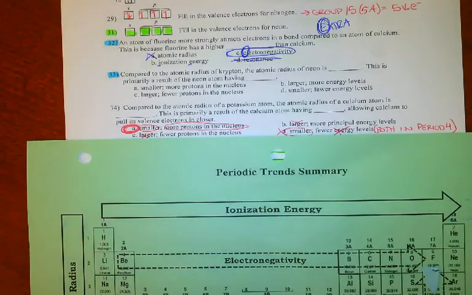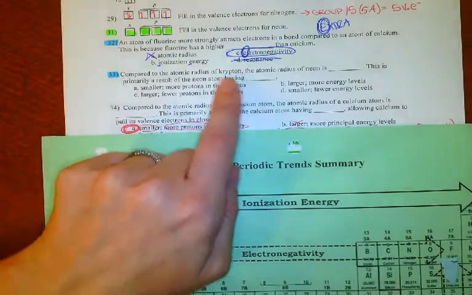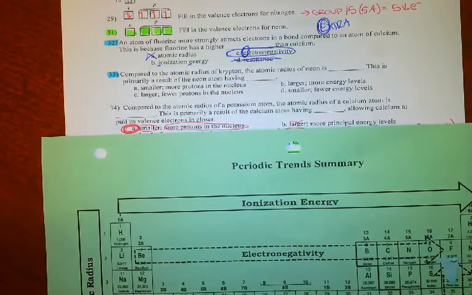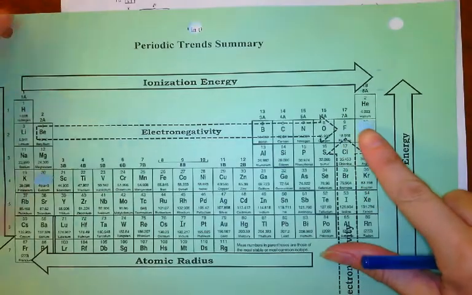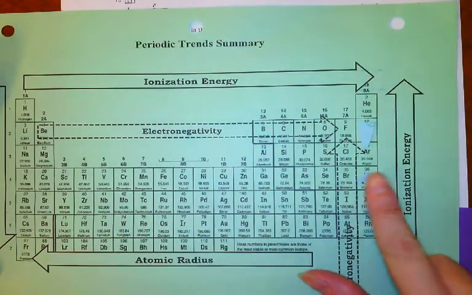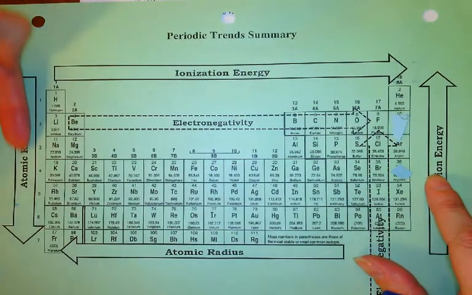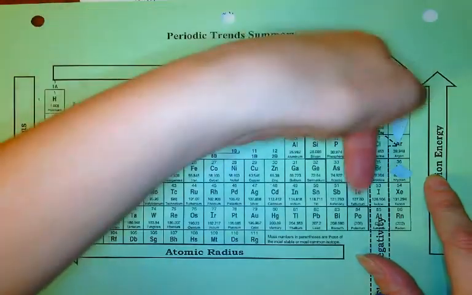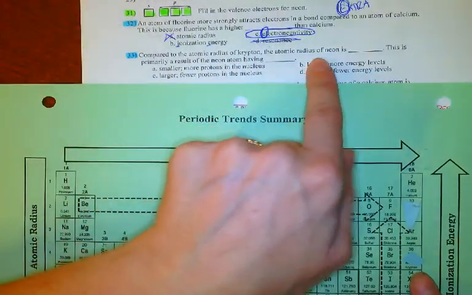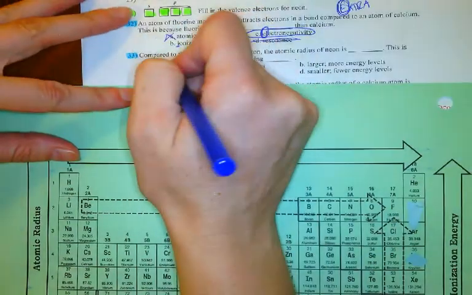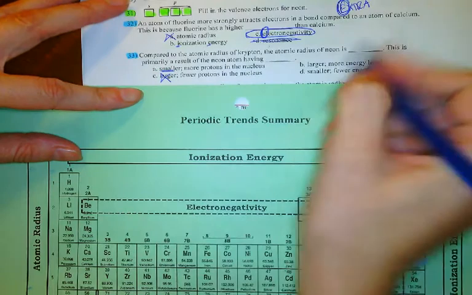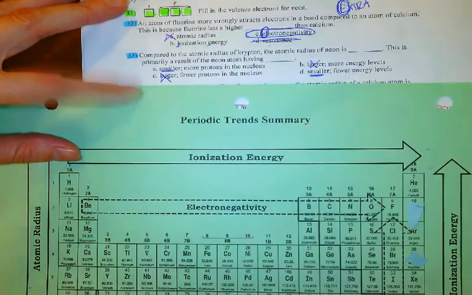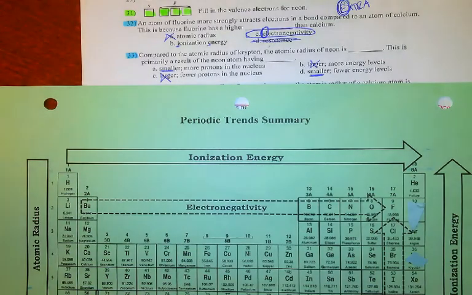Looking at 33, wow, I can read. Compared to the atomic radius of krypton, the atomic radius of neon is blank. This is primarily a result of neon atom having blank. We're comparing atomic radius for neon, right here, and krypton, right here. My atomic radius arrow says it gets bigger as you move down, which means neon is smaller than krypton. So it is smaller, not larger, there's garbage. Just by taking out the garbage, I'm down to A and D.